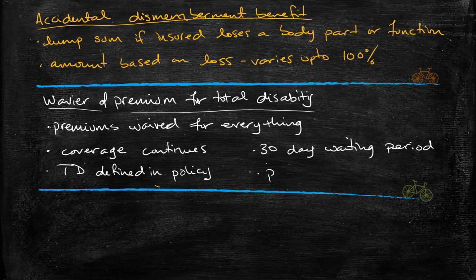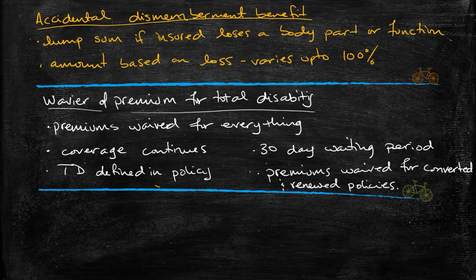Some insurance companies will pay the premiums after the 30 days. They'll go back and pay those premiums that were paid by the insured during that waiting period. Some will not. It just depends on the insurance company. And these premiums do continue to be waived on renewal if it's a term policy, and if it's converted to another policy as well, this benefit does still continue to be in place.